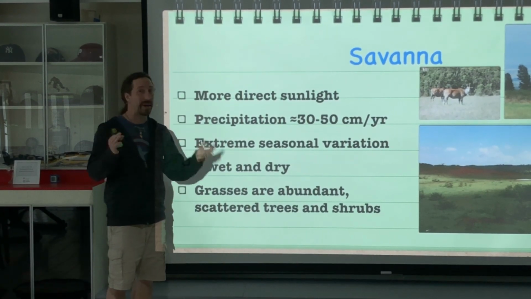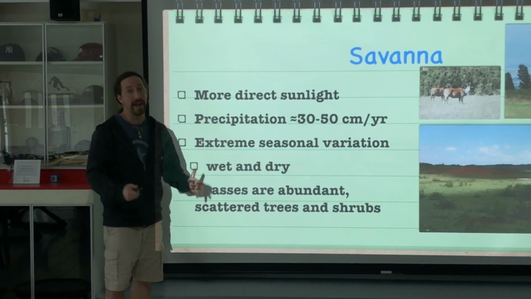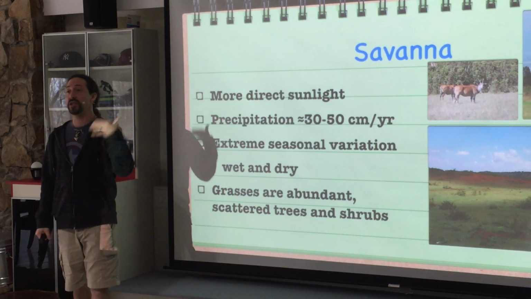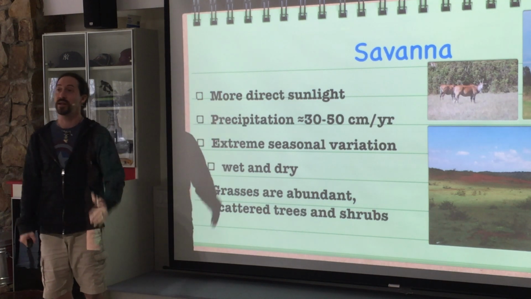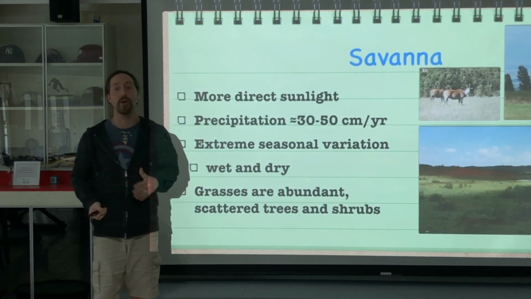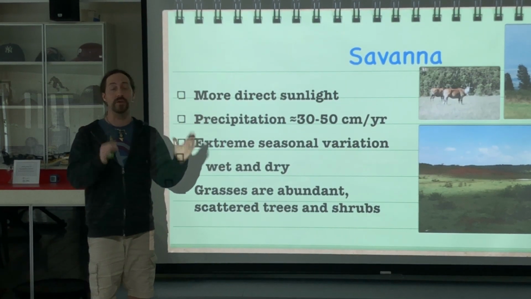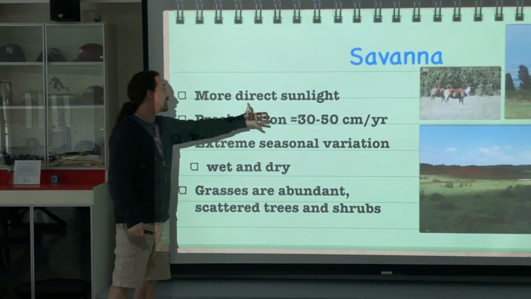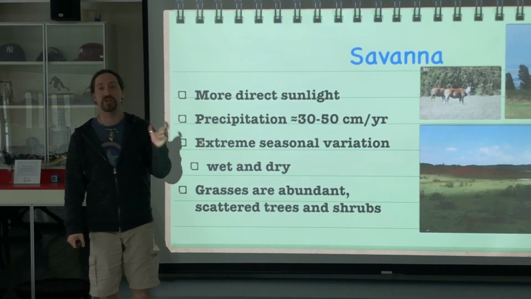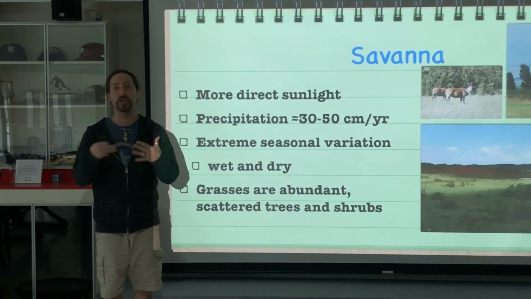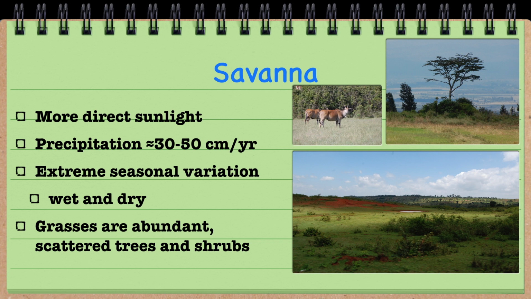Precipitation is only about 30 to 50 centimeters a year. And in these areas, you have an extreme seasonal variety, which is the wet season and the dry season. So they have a growing season and a dormancy season separated by whether or not rainfall or precipitation will occur. Basically, this rainfall only occurs during half of the year. The other half of the year is pretty much dry. So that's going to be very typical for a savanna.